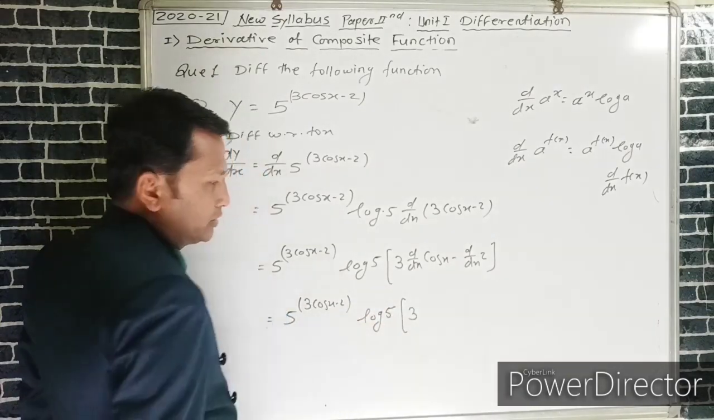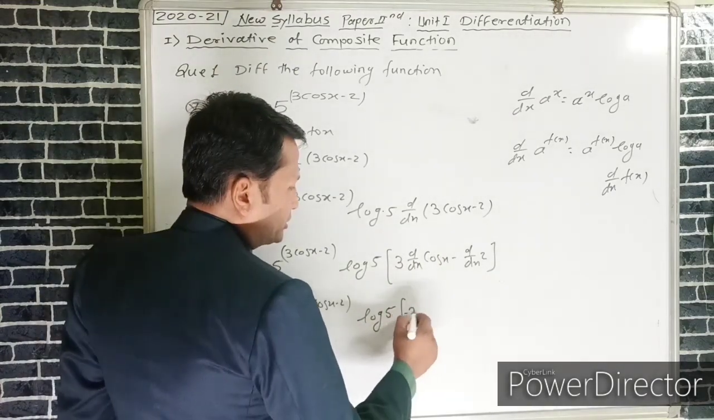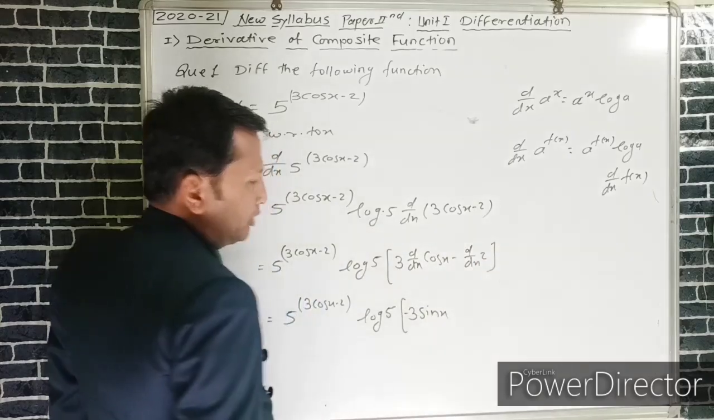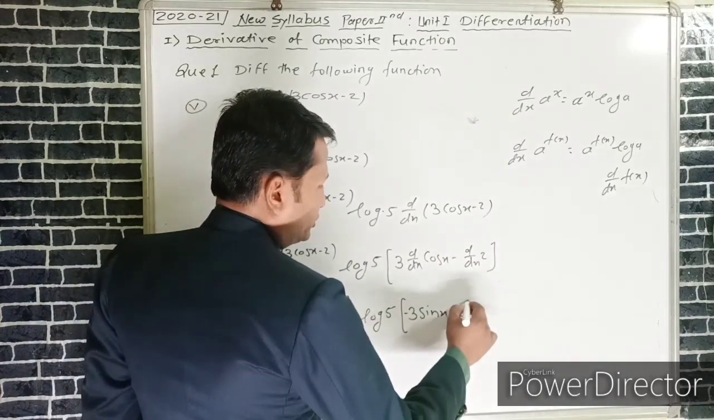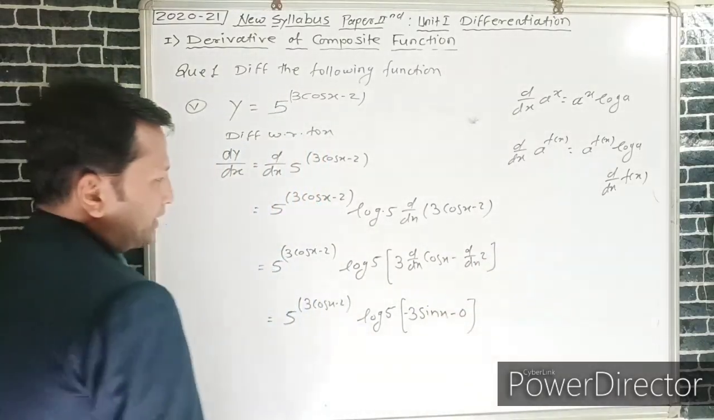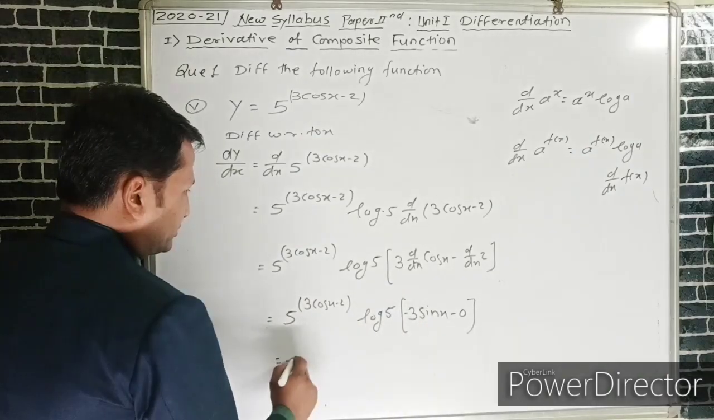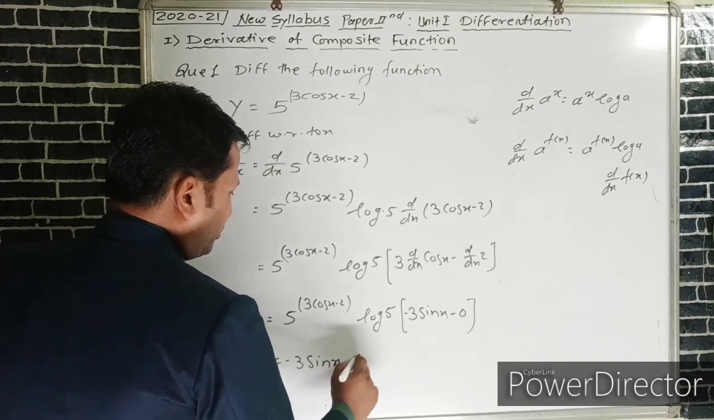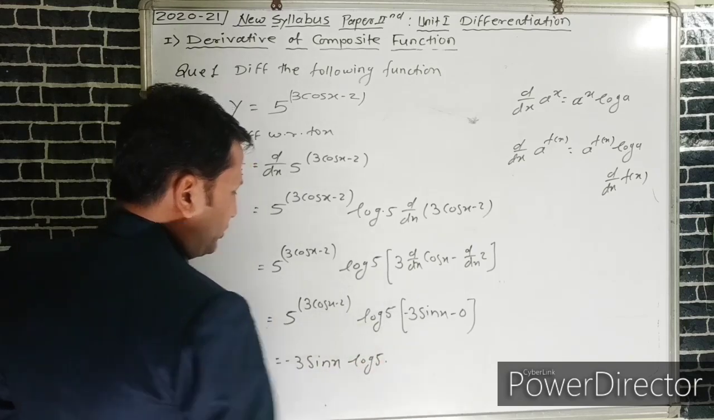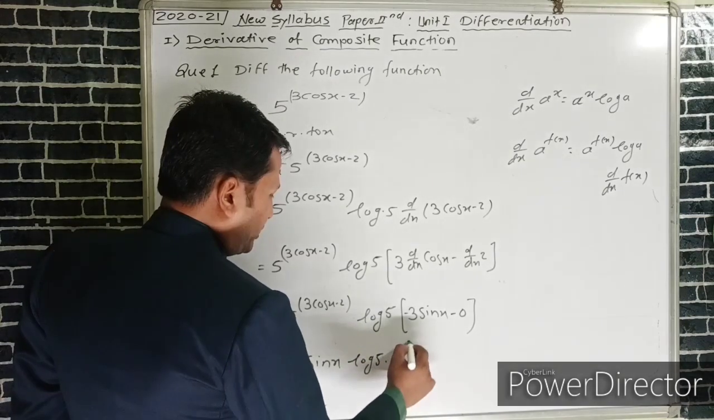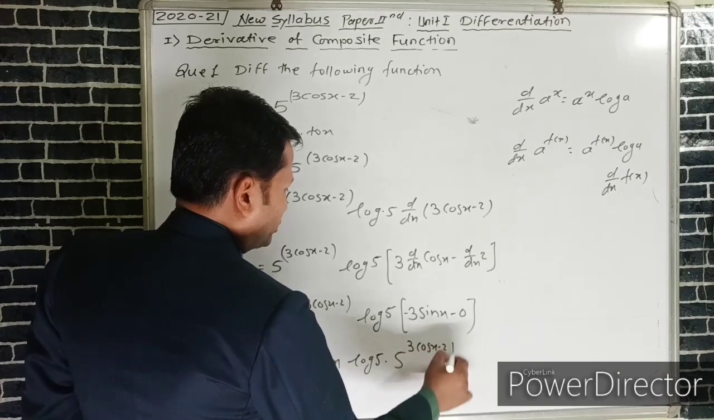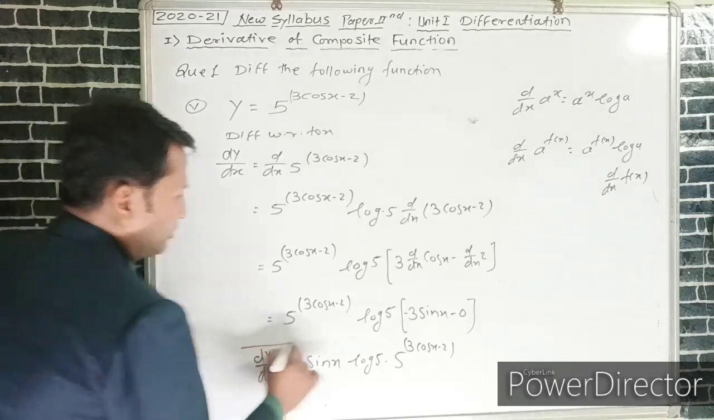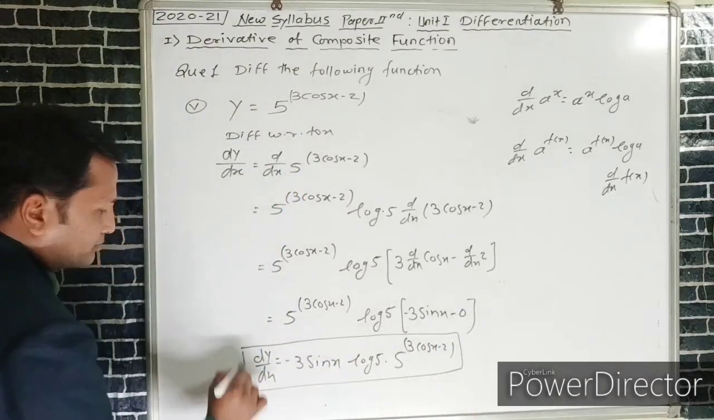3 is constant, the derivative of cos x is minus sin x, and the derivative of 2, which is a constant function, is 0. Therefore we can write minus 3 sin x into log of 5 into 5 raised to the power 3 cos x minus 2, which is the required derivative of y, dy upon dx.